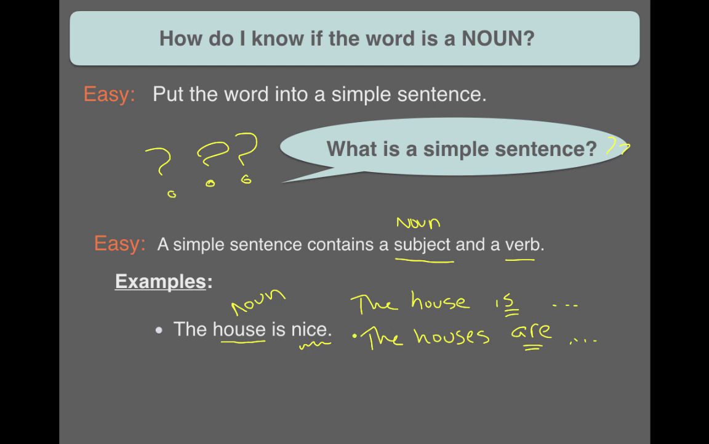Let's look at the word nice. Can you say the nice is? No, that doesn't make sense because this is not a noun. Here's the example of the love is strong. Can you say the strong is? No, because strong is not a noun. We know love is a noun because you can say the love is strong, the love is fragile. You can put any word you want at the end of the sentence as your descriptive word. But what matters, when you're trying to figure out if the word is a noun or not, is to put it in a simple sentence.